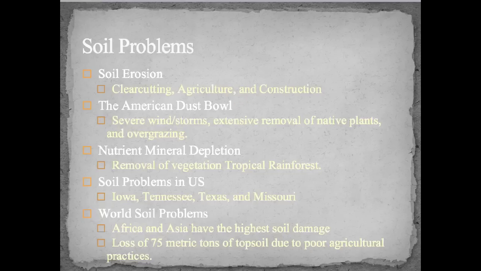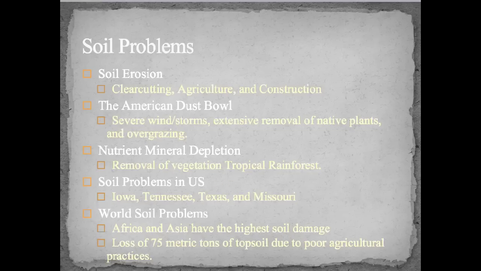If you remember back to maybe some of your English or history classes talking about the American Dust Bowl, severe winds and extensive removal of native plants and overgrazing and poor agricultural practices caused the American Dust Bowl. Nutrient mineral depletion: removal of the vegetation of tropical rainforests completely removes that mineral wealth from that area.